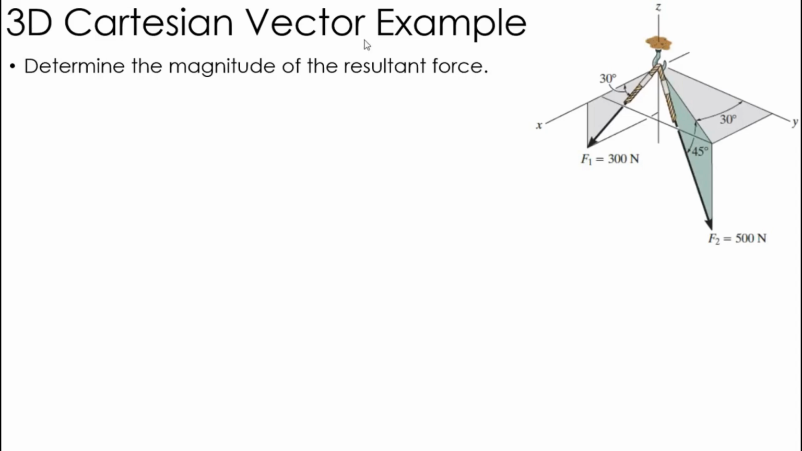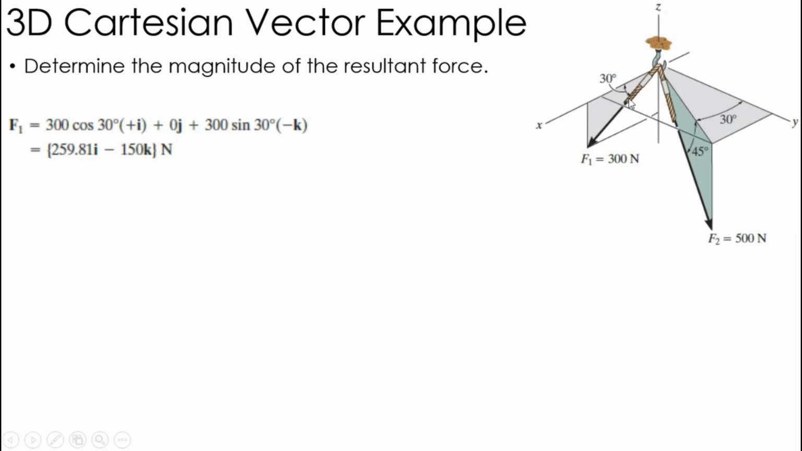In this problem, we want to determine the magnitude of the resultant force of these two forces added together, F1 and F2. Now these are in 3 dimensions, so the way we're going to start this is write each force in Cartesian form, and then we'll sum up the x, y, and z components to find our resultant force. So we'll start with F1.